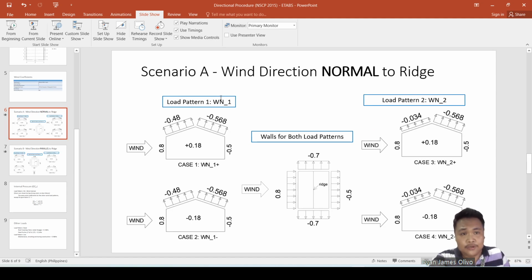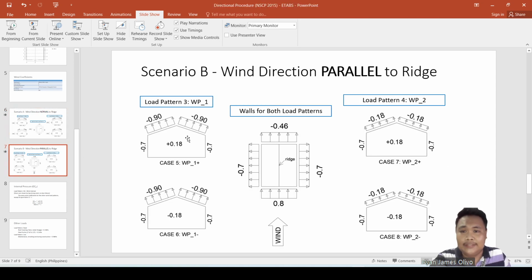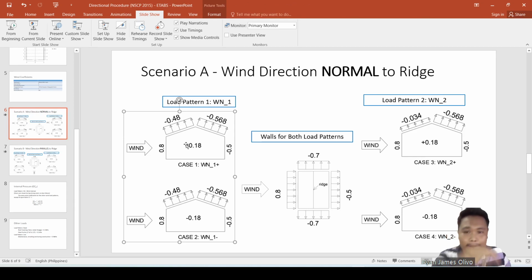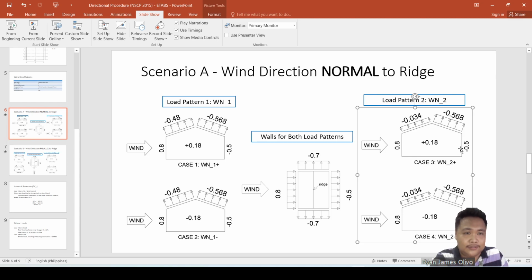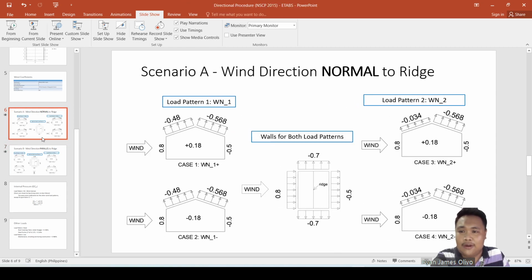So in all, we have load patterns: WN_1 for the case of negative 0.48, wind normal to the ridge 2 in the case of negative 0.034 for the windward roof, then load pattern 3, wind parallel WP_1 for 0.90, and negative 0.18 for load pattern 4. So we have 4 load patterns for both scenarios, scenario A and scenario B. Under these scenarios, each load pattern has two cases, positive 0.18 and negative 0.18, and we have 8 cases overall.